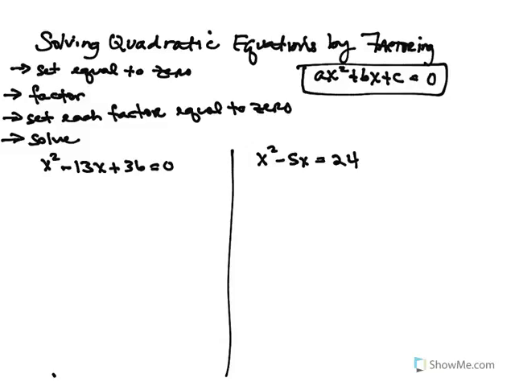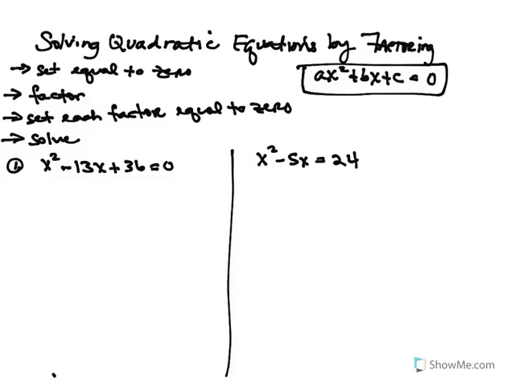So what you do is you make sure that your equation is set equal to 0. It has to be set equal to 0 in order to factor, okay? So you set it equal to 0, and then you're going to factor. If we look at this first example, x squared minus 13x plus 36 is equal to 0. The first step is already met because this equation is already equal to 0.